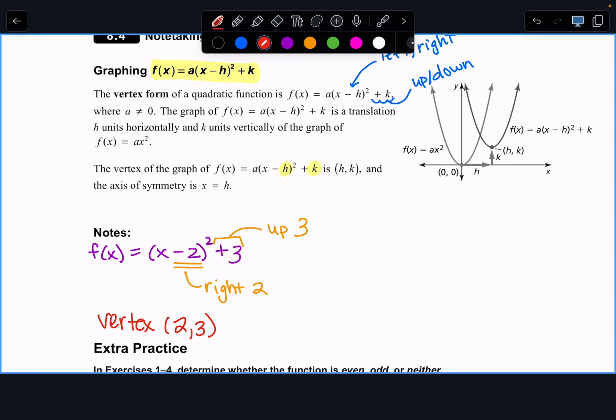Okay. What I like to think about is since h is inside with the x, our left and right variable, right? So that's kind of where my brain goes. Okay. All right, let's talk about another one. How about g of x equals (x plus 4) squared minus 2.